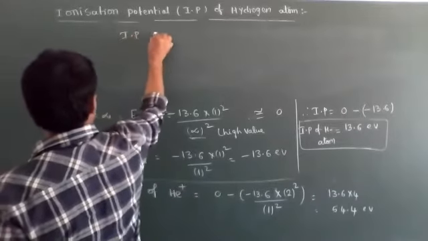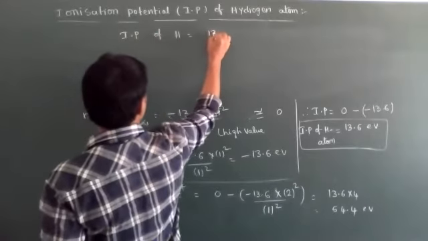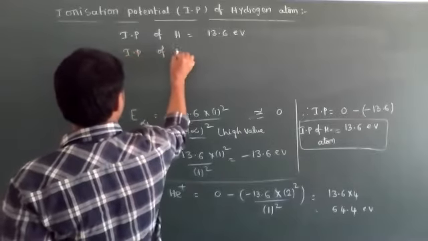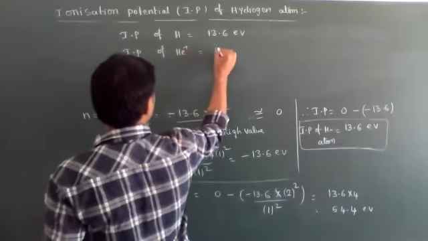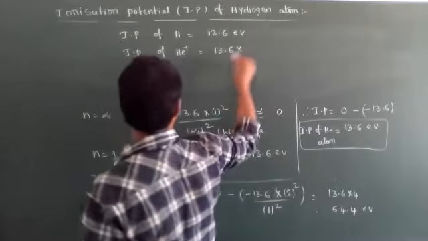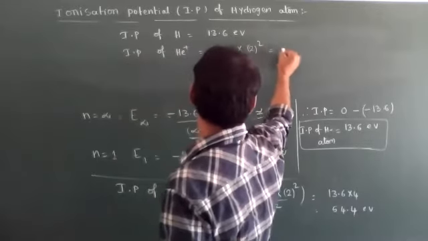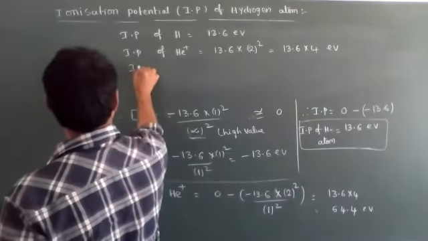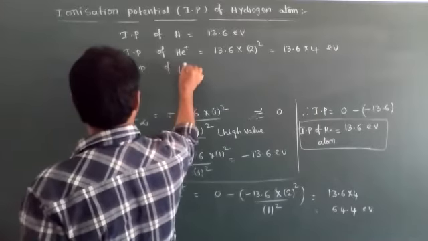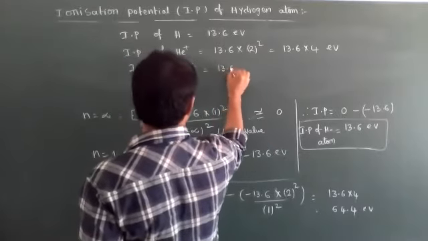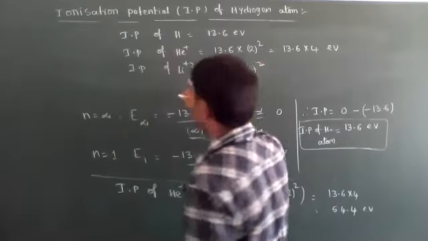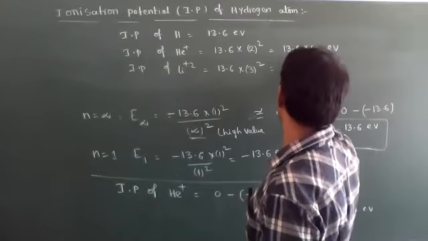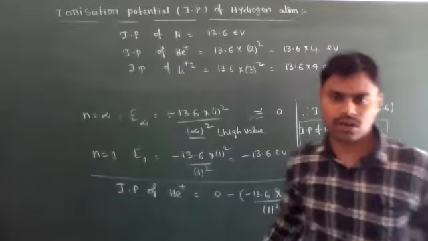The ionization potential of hydrogen is equal to 13.6 electron volts. The ionization potential of He+ is equal to 13.6 into 2 square, which is nothing but 13.6 into 4 electron volts. In the same way, the ionization potential of Li2+ is equal to 13.6 into 3 whole square. The atomic number of lithium is 3, so 3 whole square, then 13.6 into 9 electron volts.